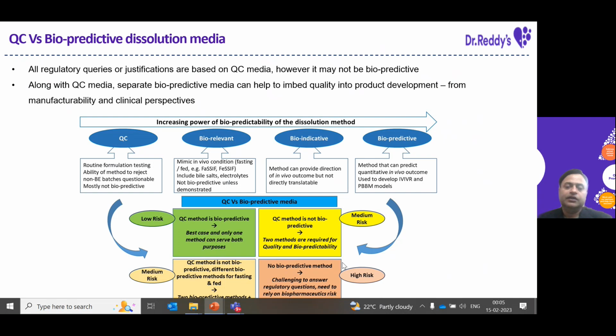And then the product, from a modeling perspective, comes under the high risk category. So in a nutshell, what we are trying to say is it is important to develop a QC media which should also be biopredictive. And now moving on to the next slide.